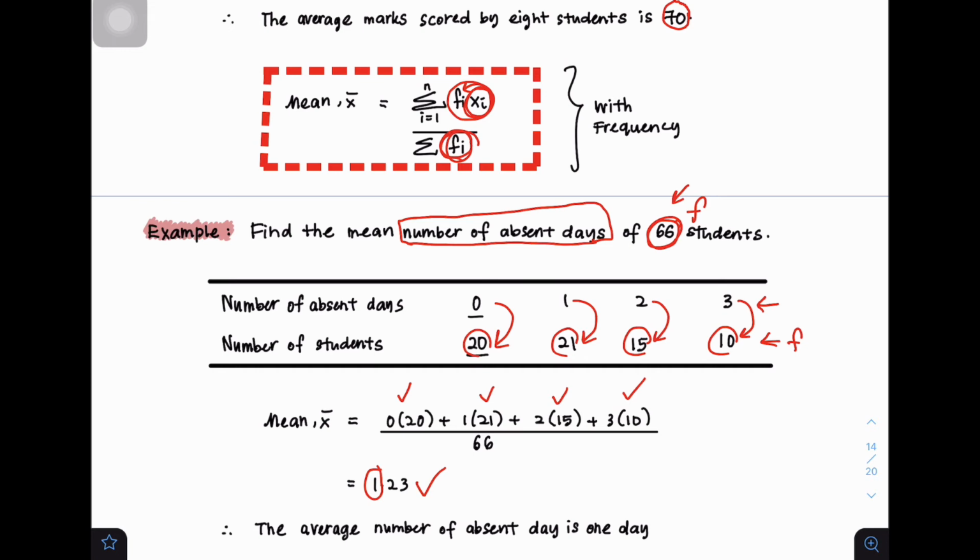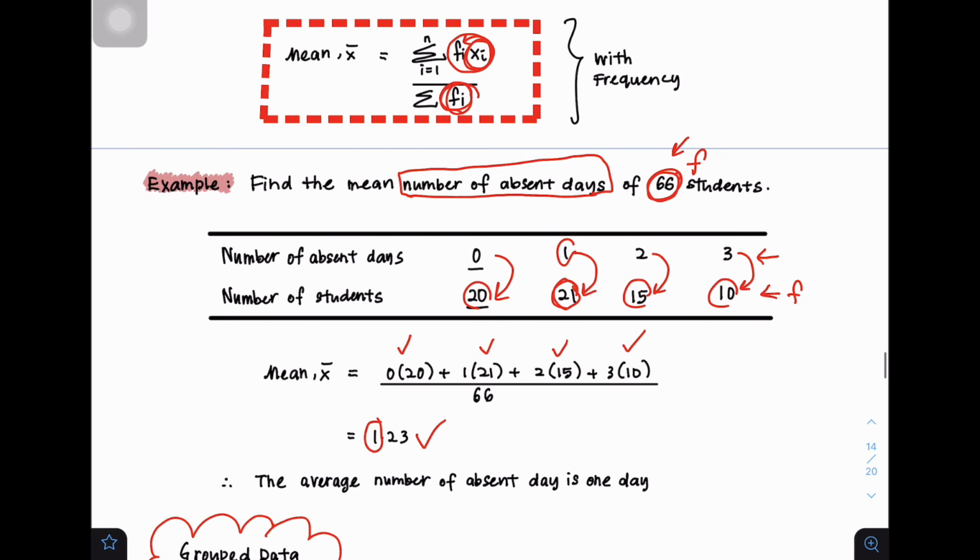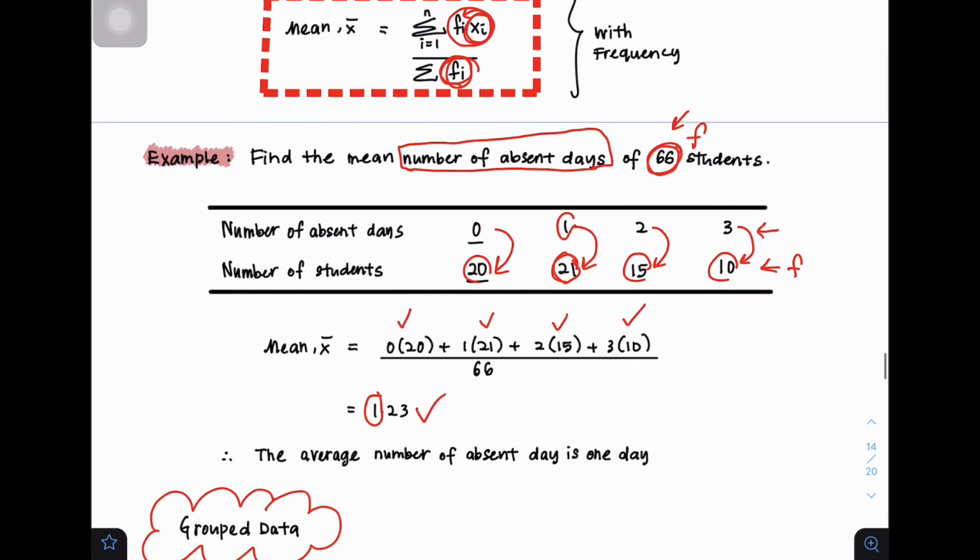So maksudnya secara purata, kebanyakan pelajar tak datang selama satu hari, kebanyakan. Okey, kalau awak tengok pun paling banyak yang tak datang ni adalah satu hari. Okay, so secara puratanya kebanyakannya tak hadir satu hari. Itu cara kita nak cari mean untuk ungroup data with frequency.